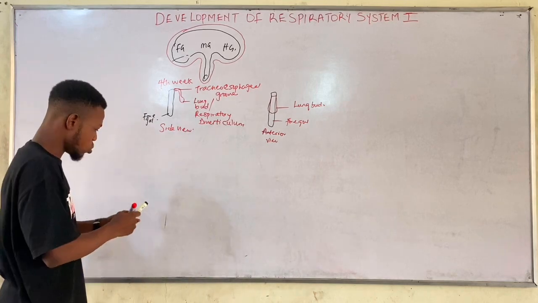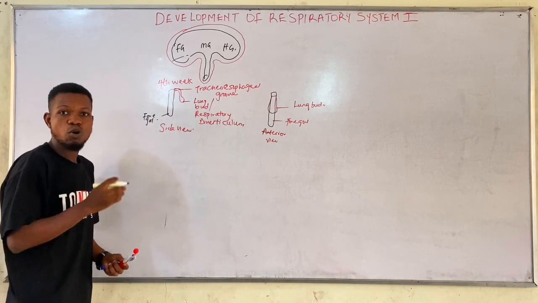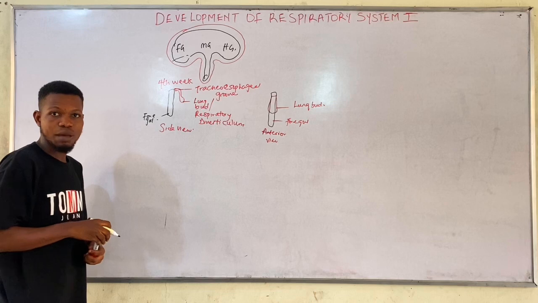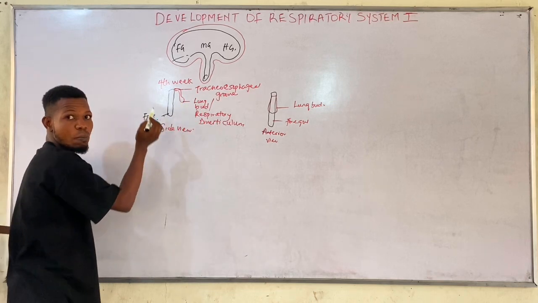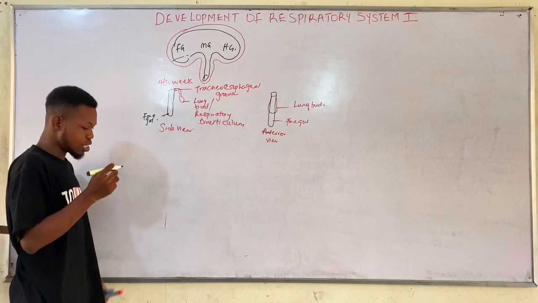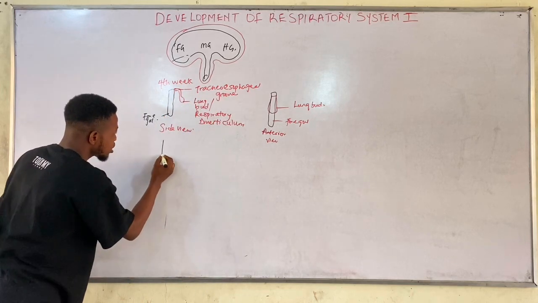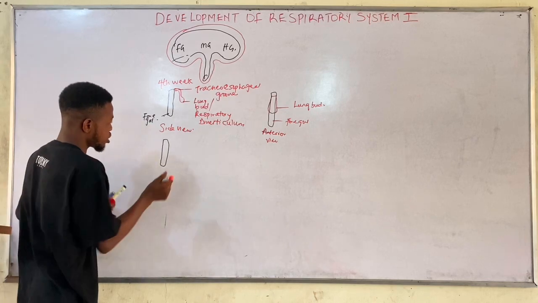Now let's continue. What occurred during the end of the 5th week? This tracheoesophageal groove becomes blocked. Do you get what I'm saying? The communication between the lung bud and the foregut becomes blocked in the sense that a septum is formed around the tracheoesophageal groove. Now this is it here. You now have it like this. This is the foregut. Now the septum is formed, and it's now like this.